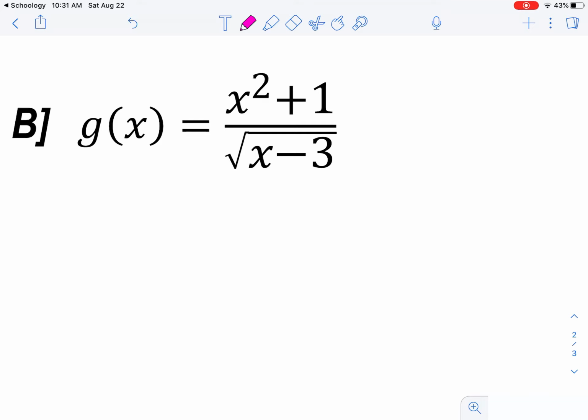All right, this one, once again, there are restrictions. There's a square root in your denominator, so I know that the argument has to be greater than 0.